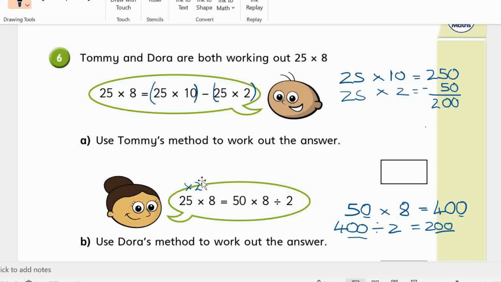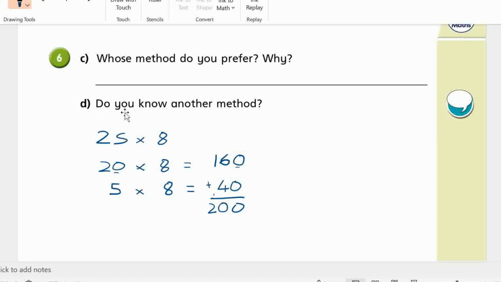Yeah. You could argue that Tommy's method is better because you can't always times a number by 2 and get an easier number to multiply. It works in this case because you get 50, but that's not always the case. Now, they ask, do you know another method? So the other method that we discussed before was that instead of doing 25 times 8, we do 20 times 8 and then add 5 times 8.